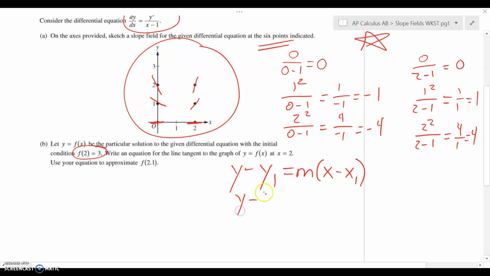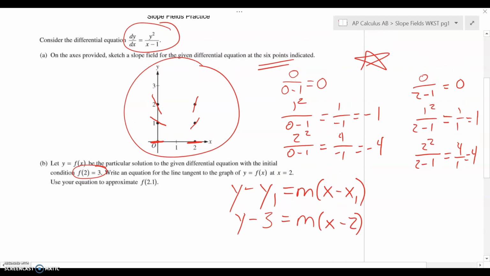They gave us 3 for y. They gave us 2 for x. And then they gave us an equation that we can go ahead and get slope with. So our equation for slope, our differential equation, is right up there, y squared over x minus 1. So use it to get our slope.